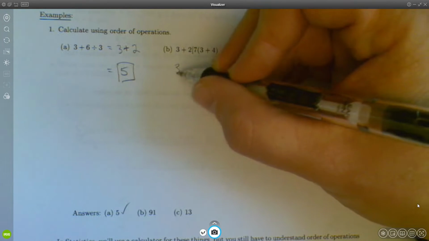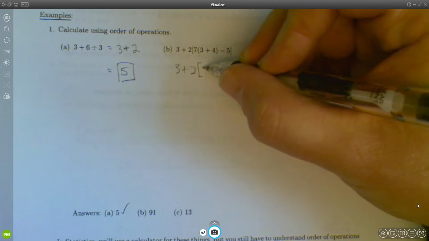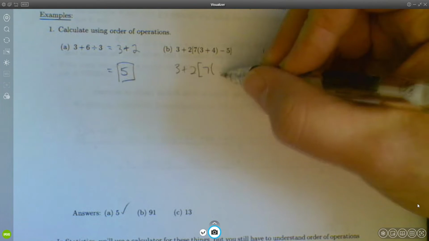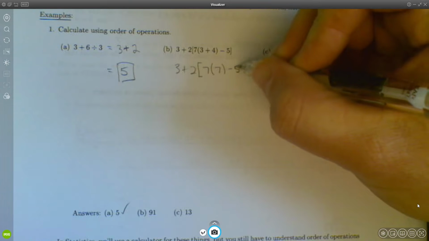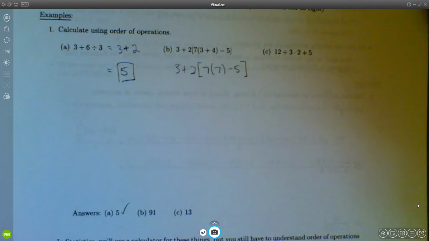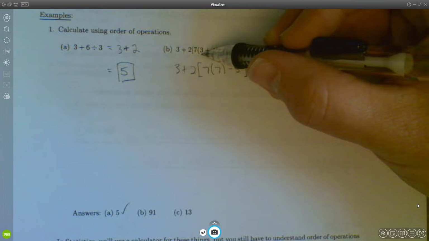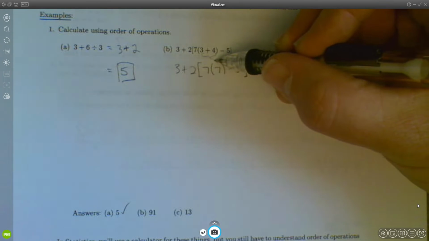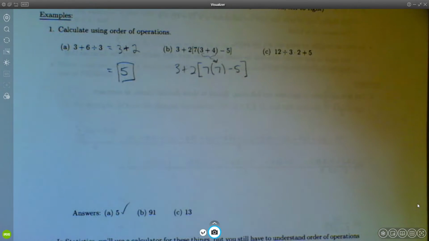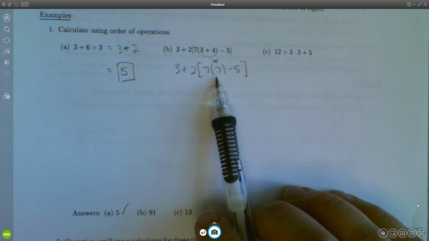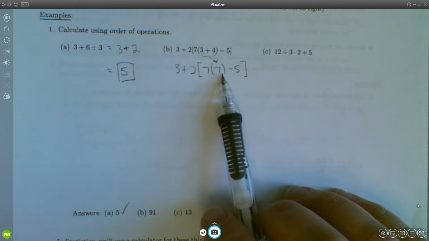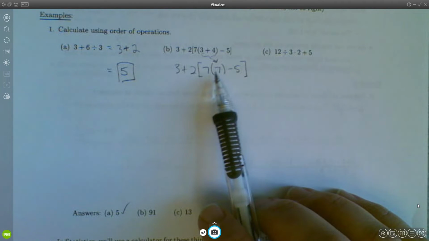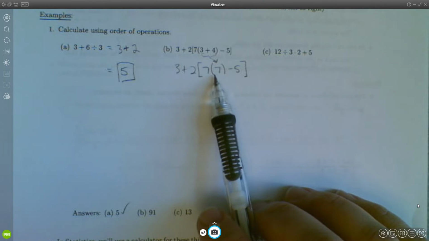So this is going to be 3 plus 2 times 7 times 3 plus 4 is 7 minus 5. Okay? So the only thing that changed was this 3 plus 4, which I changed into a 7. Everything else stays the same. Now, here I have parentheses, but notice that there's nothing to do inside of the parentheses. It's just a number. It's just 7. And when you have another number written outside of it, then the operation that's assumed there is multiplication. So this is a multiplication problem now.